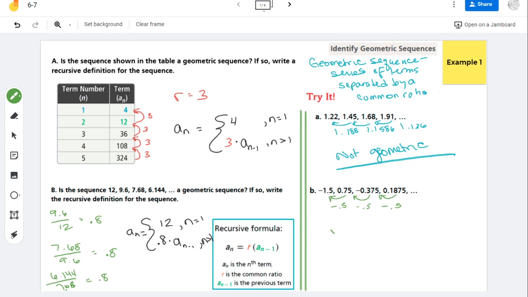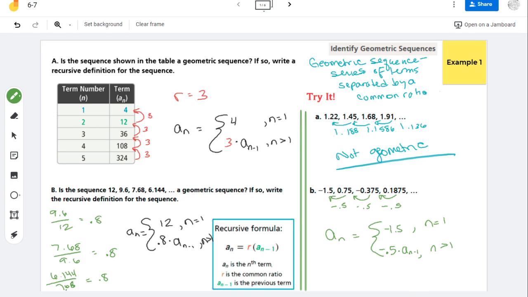To write out our formula, I'm going to put a sub n equals curly bracket. Remember our two constraints here: when n equals 1, you just put your initial term, and when n is greater than 1, you put your common ratio times a sub n minus 1.